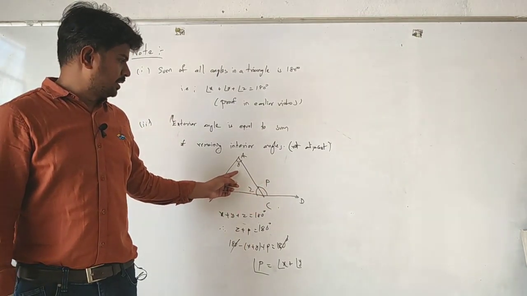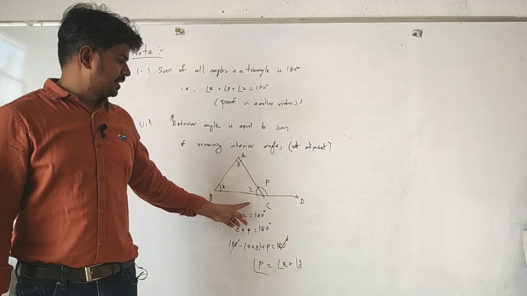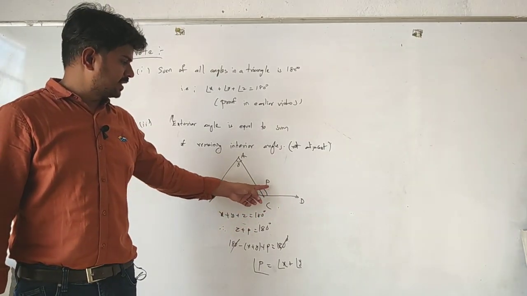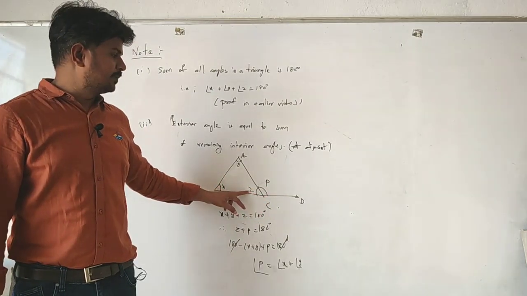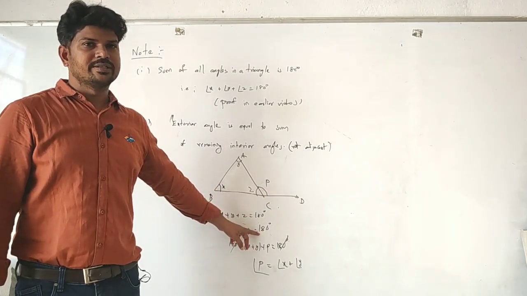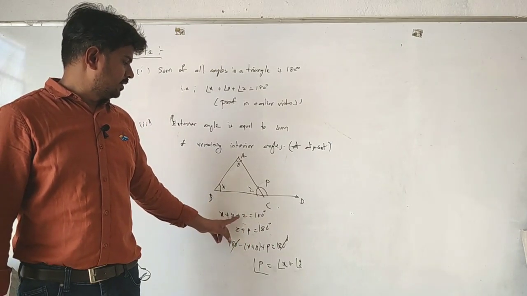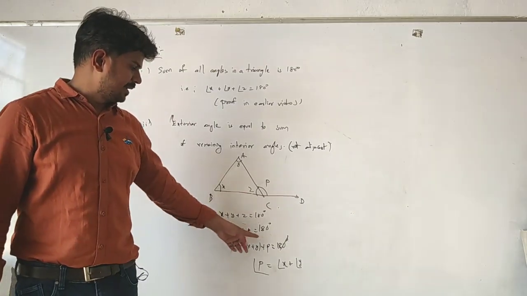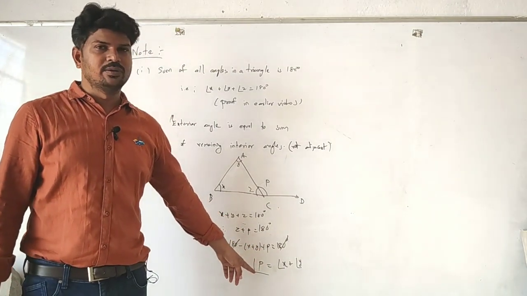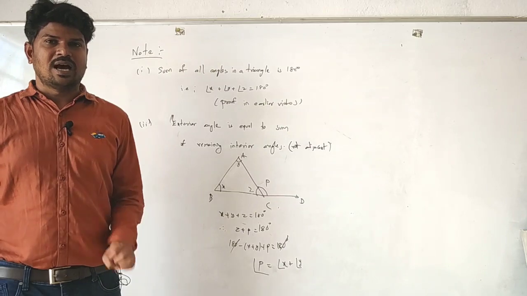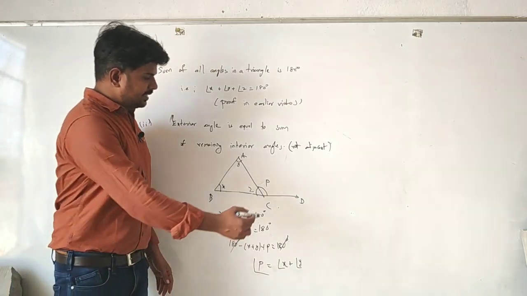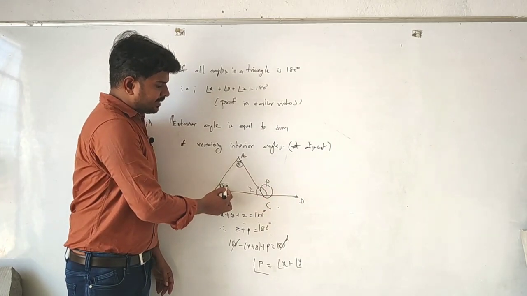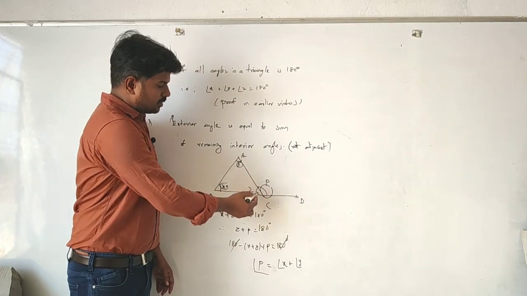As you know already, X plus Y plus Z is equal to 180 degrees. And from the straight line concept, the total angle in a straight line is 180 degrees. So angle Z plus angle P is equal to 180 degrees. If you substitute the Z value here, Z is equal to 180 degrees minus X minus Y. By cancellation, angle P is equal to angle X plus angle Y. So understand it like this: the exterior angle at C is equal to the sum of the remaining interior angles that are not adjacent to it. Here the adjacent one is Z.